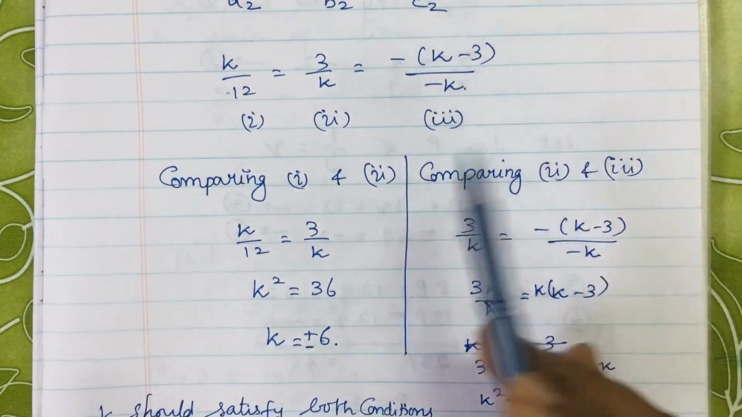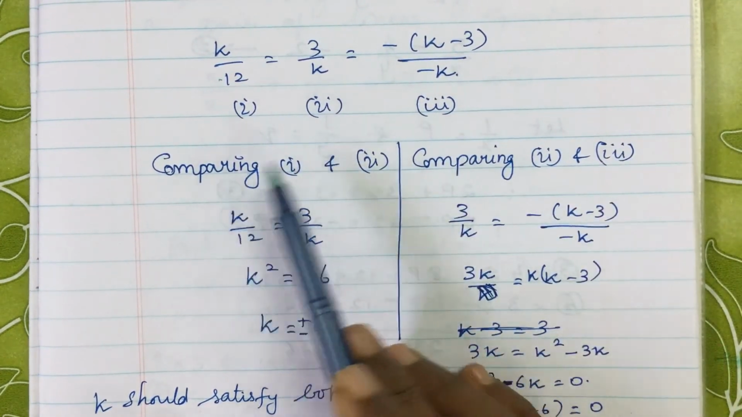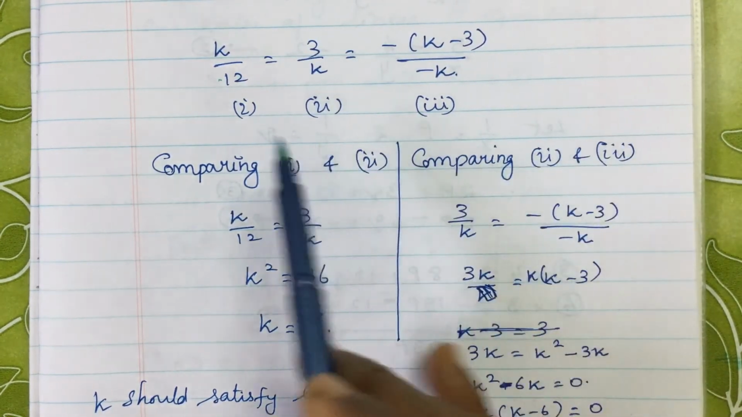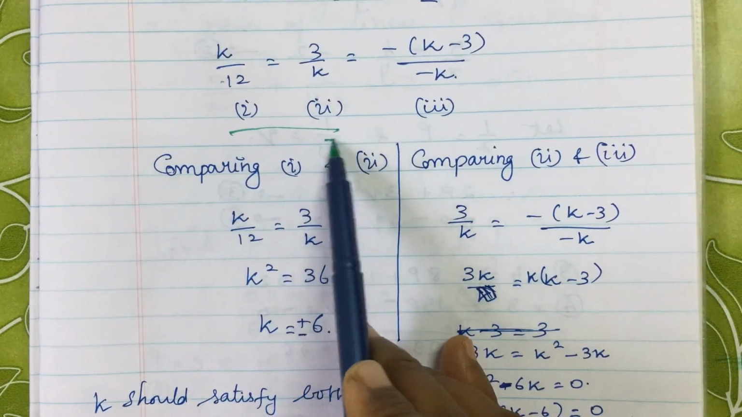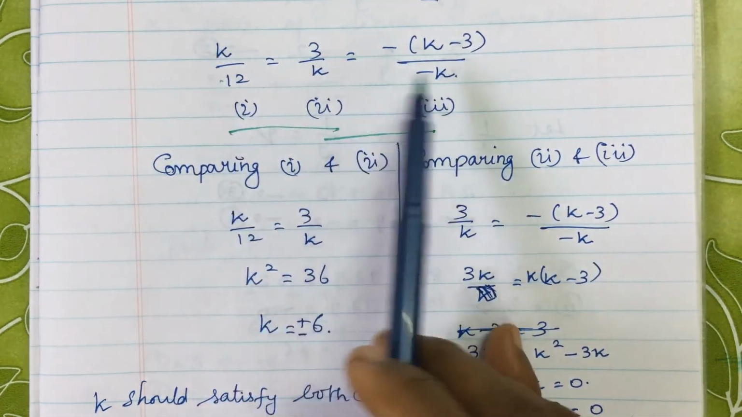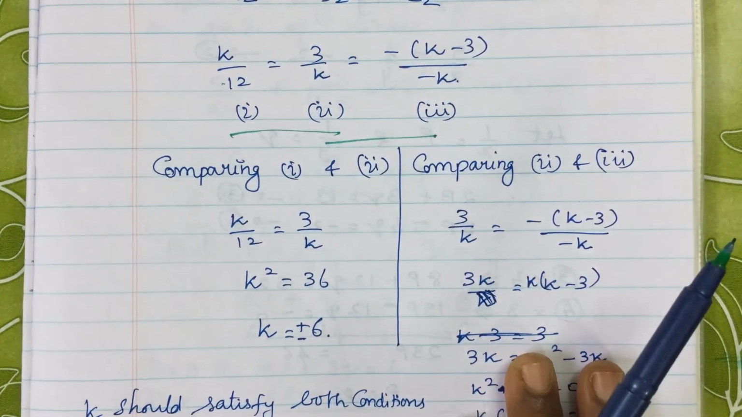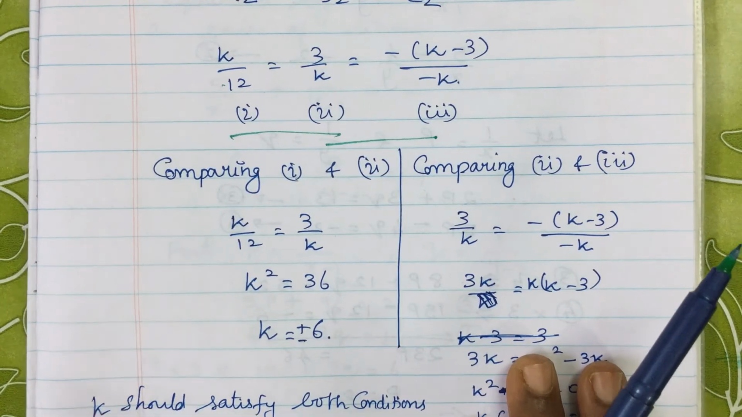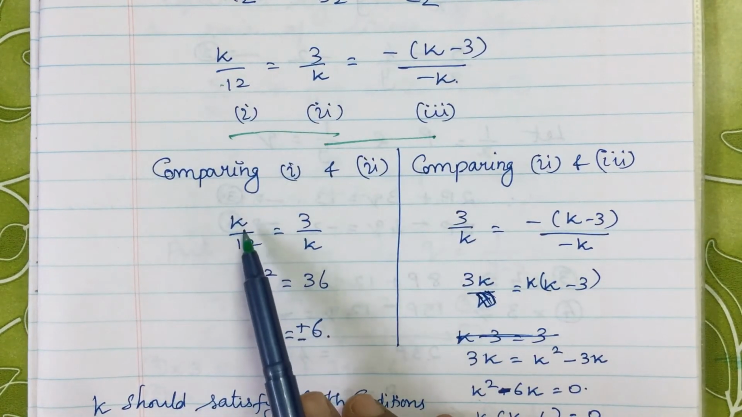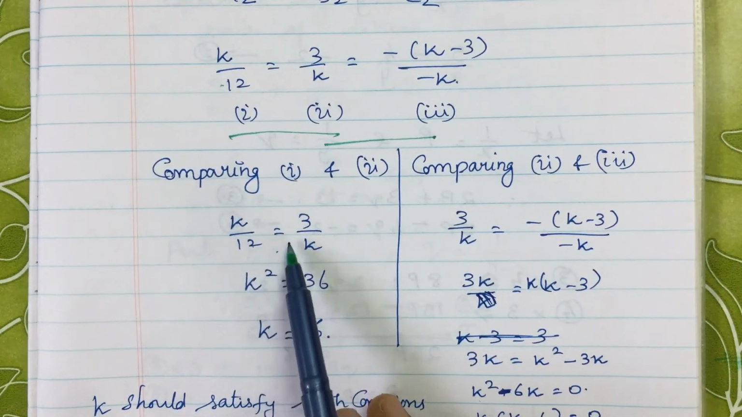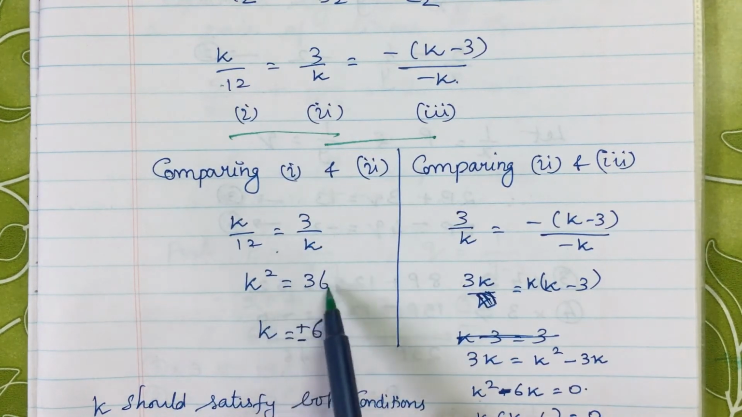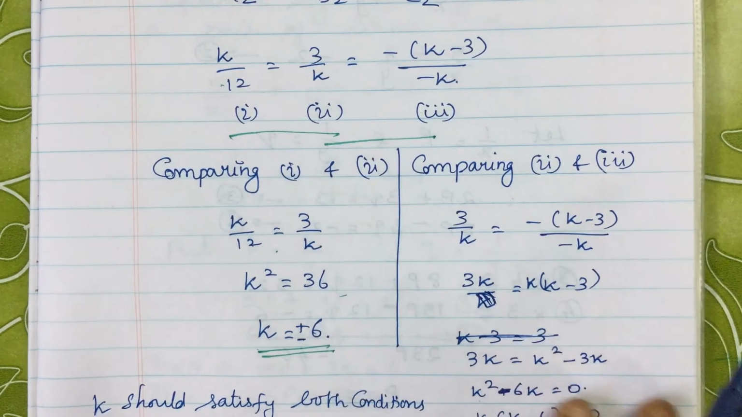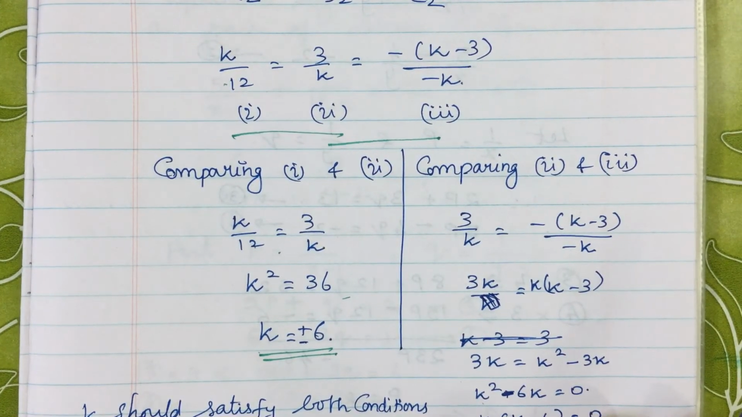So I follow a similar procedure to the previous example problems. You have to see wherever you have unknowns. I have taken 1 and 2, and then I compare 2 and 3. Why? Because everywhere you have k, so there is no need to think about x and y here, only one unknown. So you compare 1 and 2, then 2 and 3. Comparing 1 and 2, this is k by 12 equal to 3 by k. So I am getting k square equal to 36, so k is plus or minus 6. I am getting two values for k. Sometimes I may have plus 6, and sometimes minus 6.